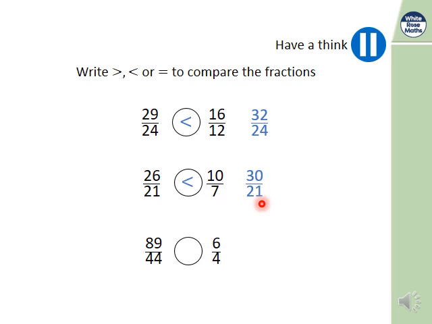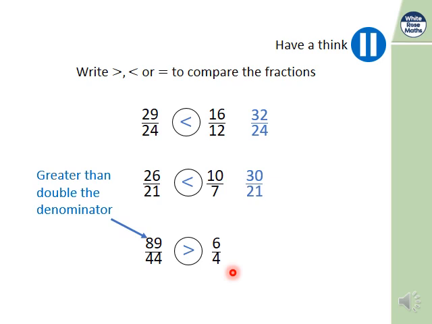Then we had this last one here. We can see 4 and 44 are in the 4 times table. We could have multiplied by 4 to change our 6/4 to 66/44, making 89/44 greater. There was another way we could have looked at it though.